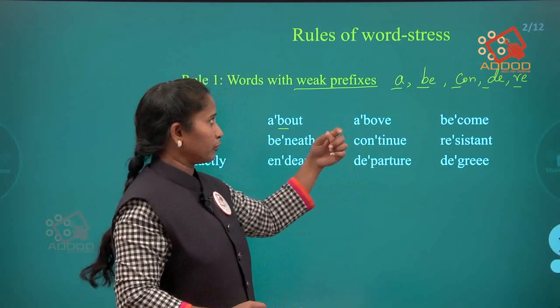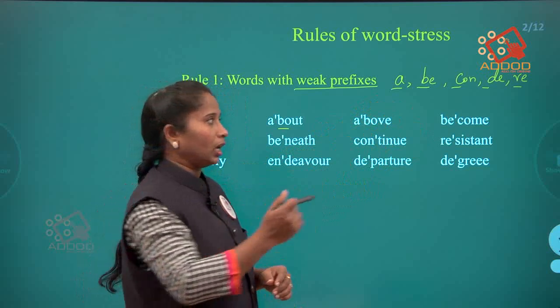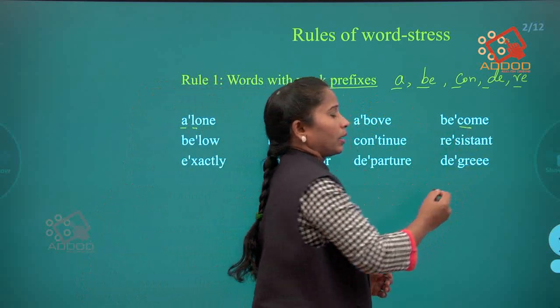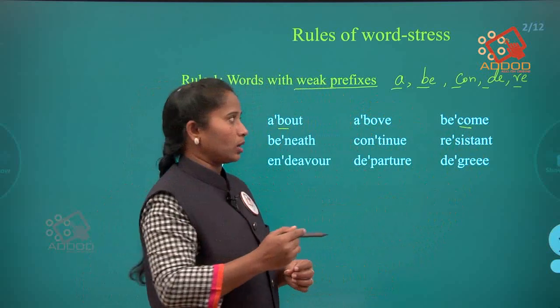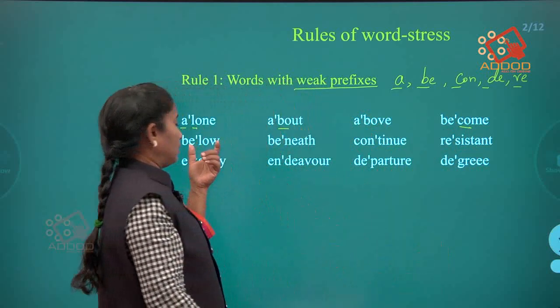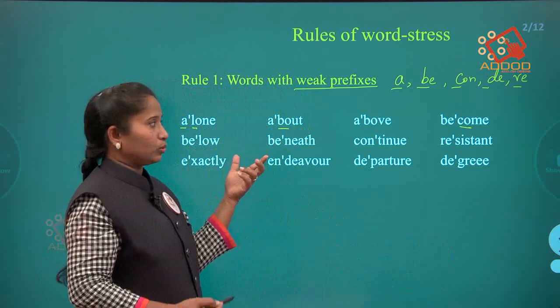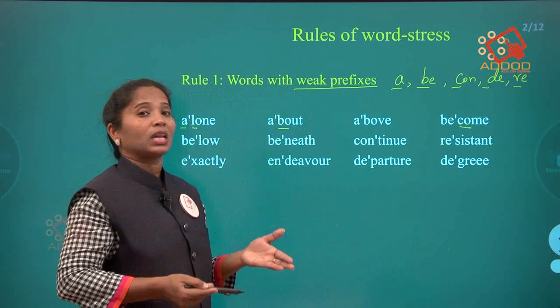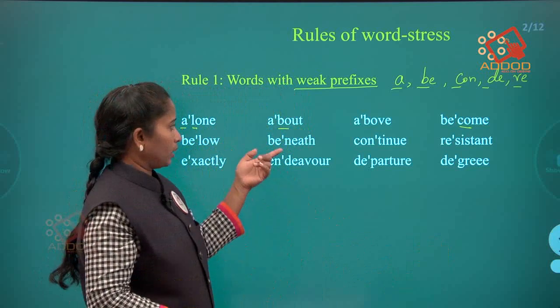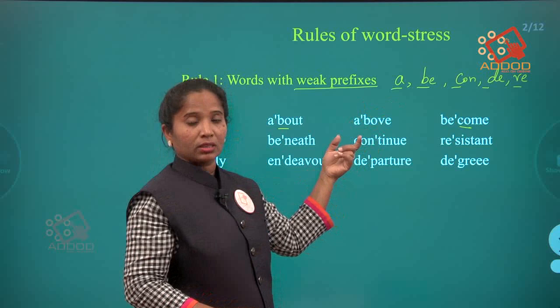Now the second prefix is B. So become, so come, see, you have to stress more on this, okay? You have to use force on the second syllable. Become, below, beneath. So this is how you have to pronounce correct English. Beneath.